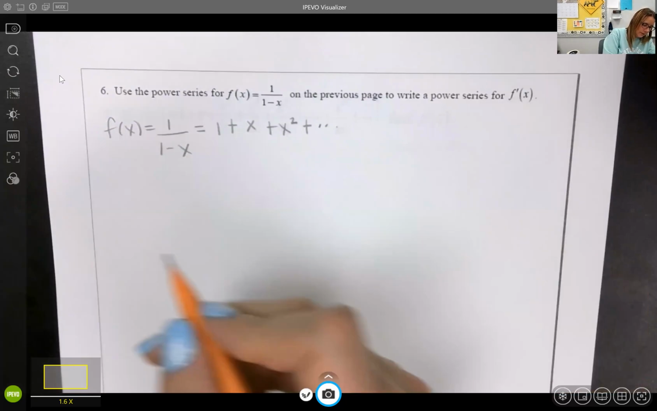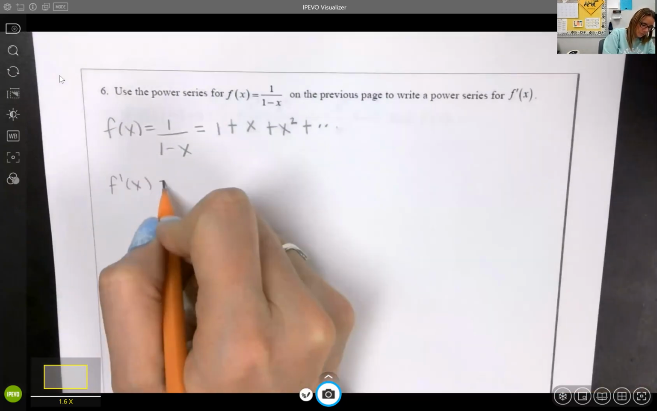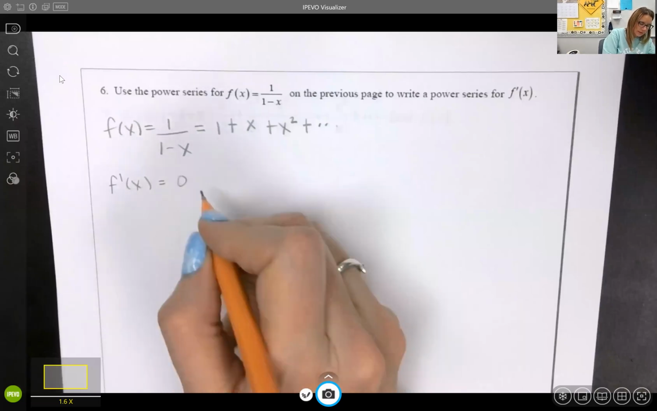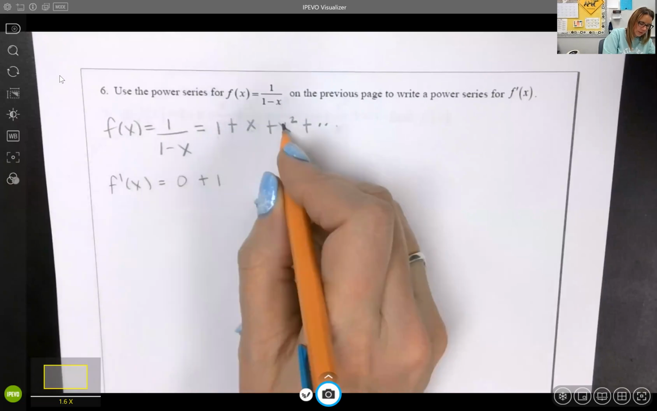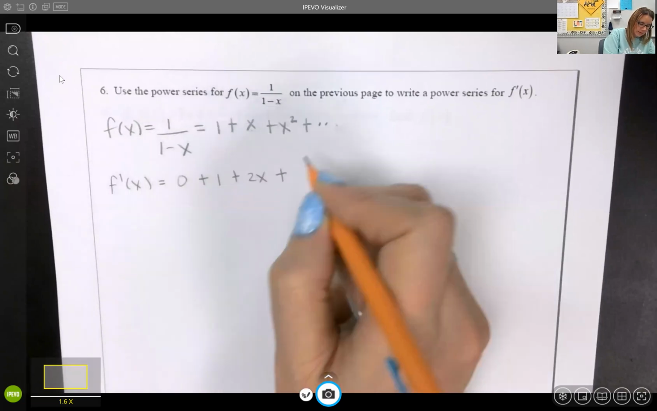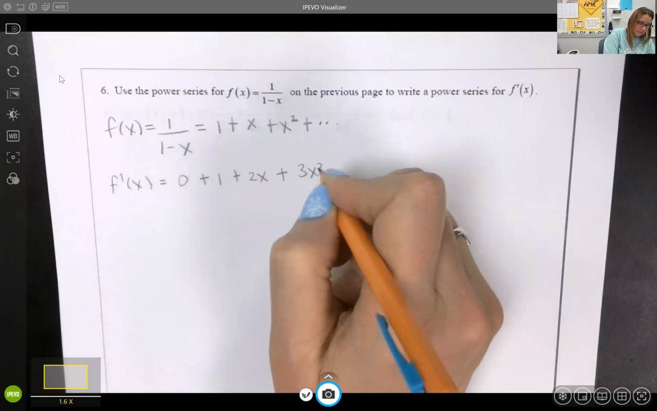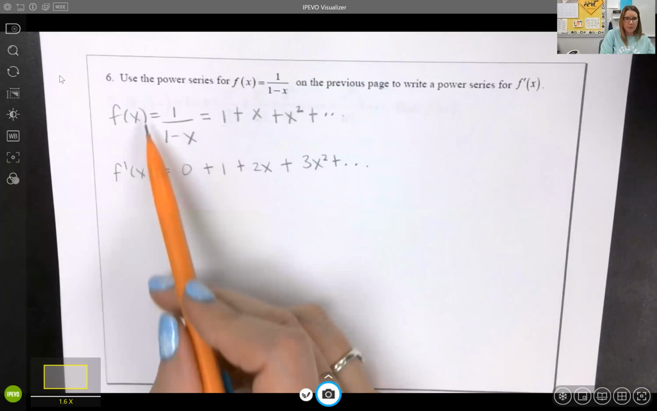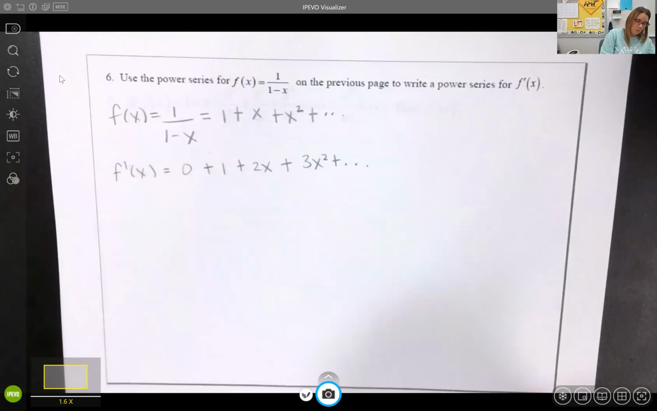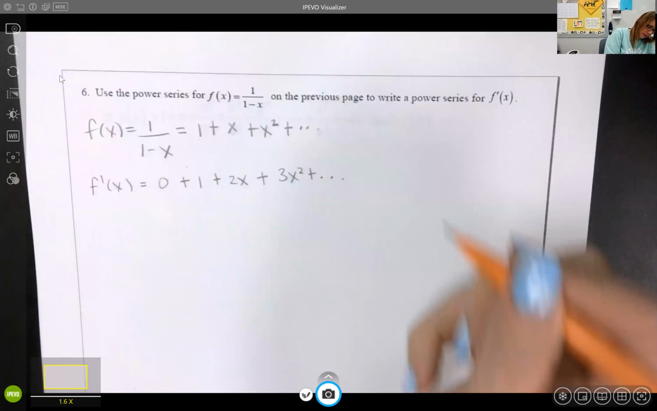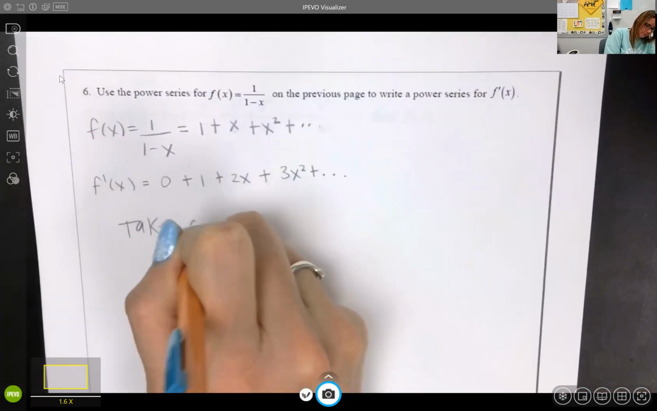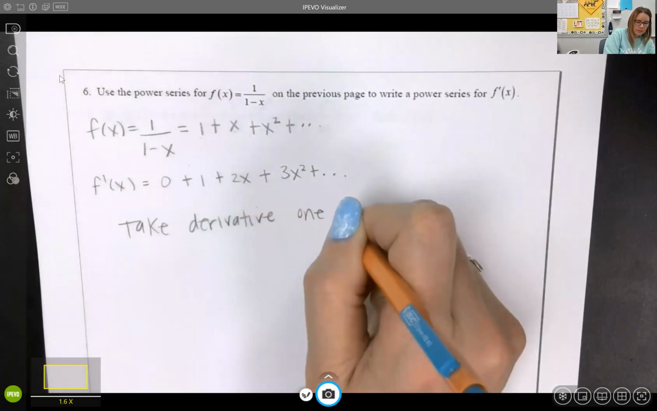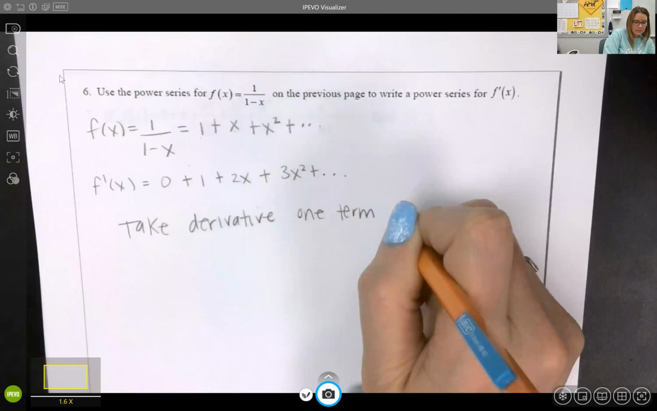So I'm going to take the derivative of this one term at a time. The derivative of 1 is 0. The derivative of x is 1. The derivative of x squared is 2x. The derivative of x cubed is 3x squared. So we can come up with the derivative of a power series by taking the derivative one term at a time.